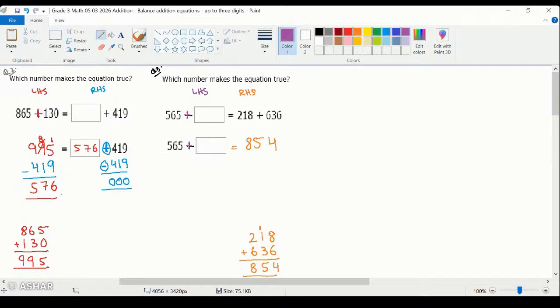Since we had plus 565, right? So we subtract 565 on both the sides, minus 565 on both the sides.